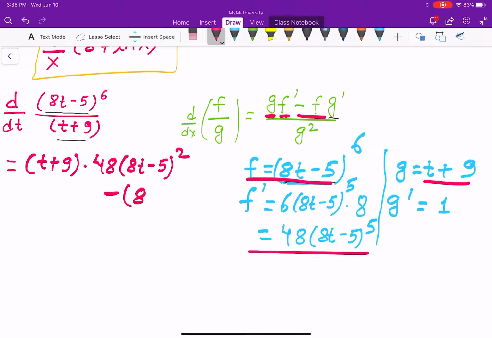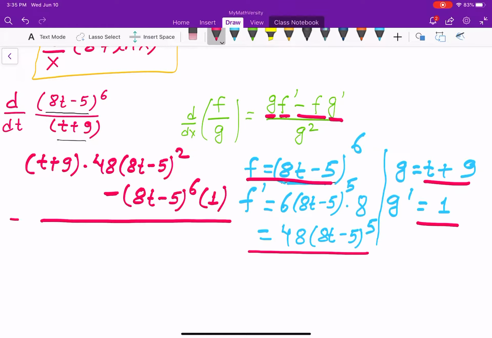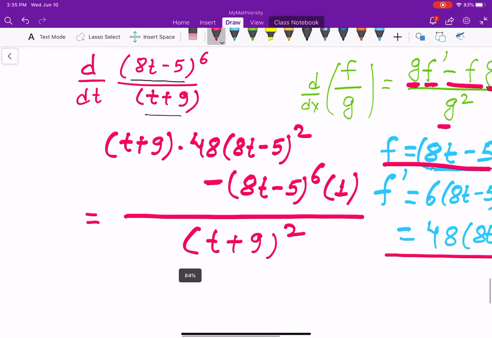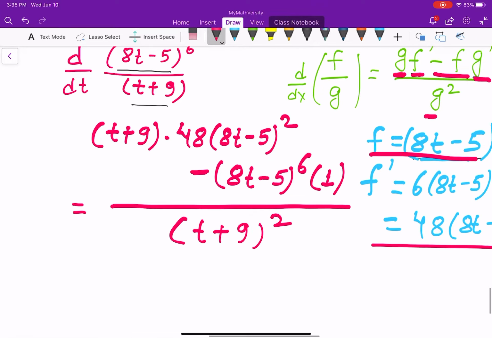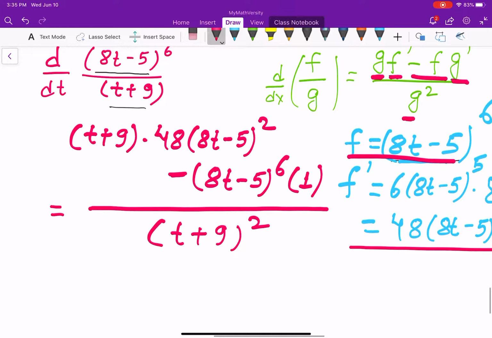So let's write that down, which is (8t minus 5) to the power 6, and then g prime, which is just 1. So everything is on the numerator, right? So let me write down everything over here, divided by the square of the denominator, the square of g, which is (t plus 9) squared. All right, so let's just focus on this expression over here. Our derivative is done. The only thing is, now we want to see if we can simplify further.